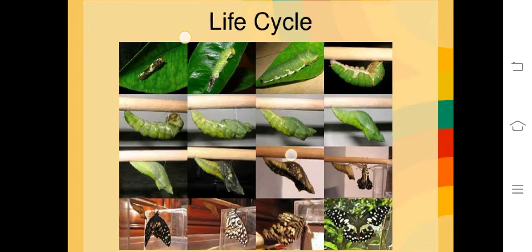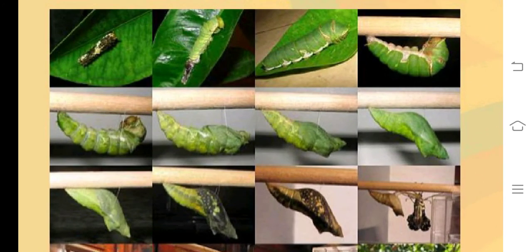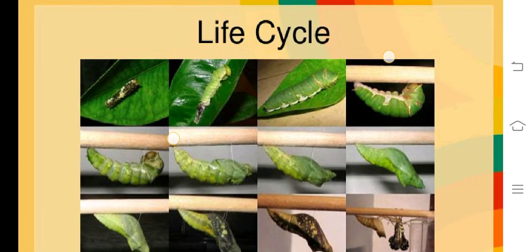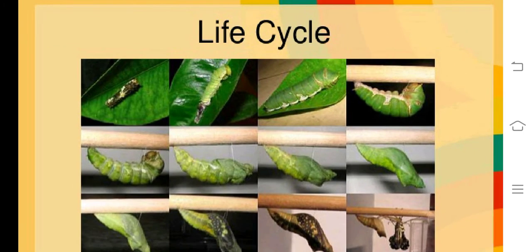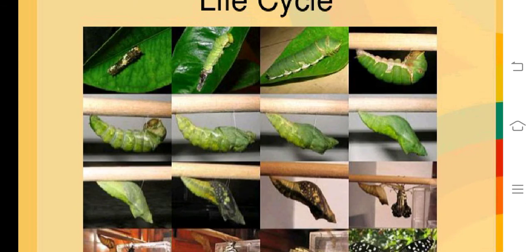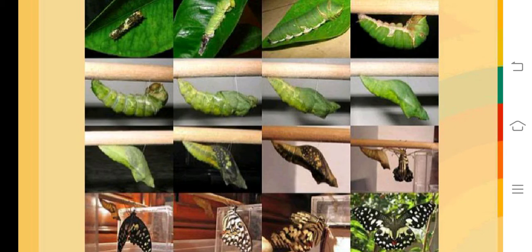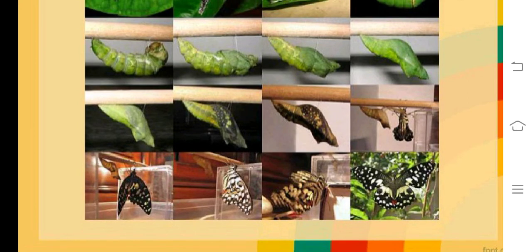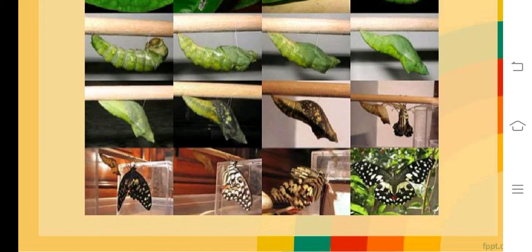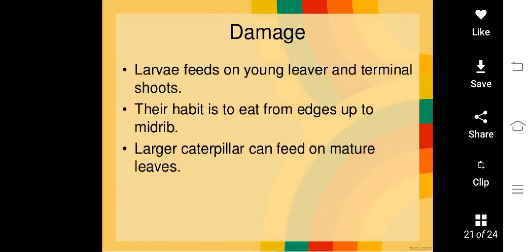So you can see here a diagram of the life cycle. So the egg is laid on the leaves, and from these leaves the first instar larva comes out, then the second instar larva, then the third instar larva, then the fourth instar larva, then the fifth instar larva, and finally the fifth instar larva undergoes pupation, that is the pupa formation. And you can see the pupa changes its color according to its surroundings, and finally the adult comes out from the pupa and it completes its life cycle.